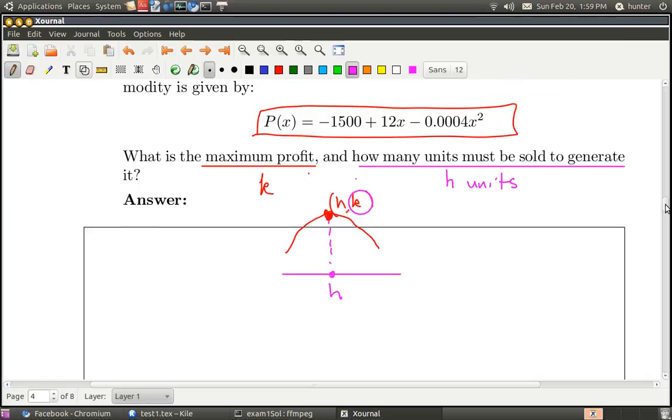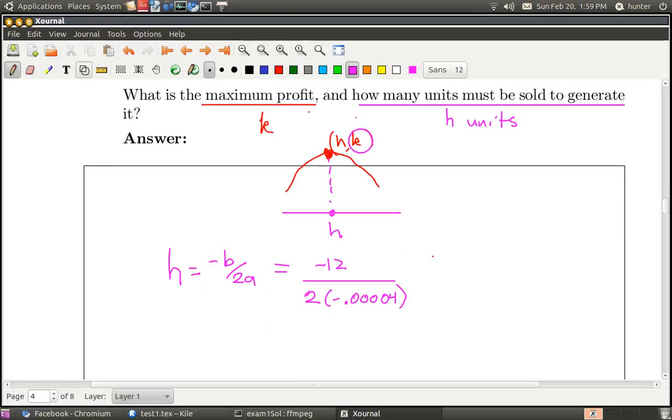So it's pretty easy, h especially, because h is equal to minus b over 2a. b is 12, so this is minus 12 over 2 times minus 0.0004, which is a terrible number. We could do this on a calculator, but just for perversity, I'm going to do it using the arithmetic. So let's do negative 6 on top after I cancel these things.